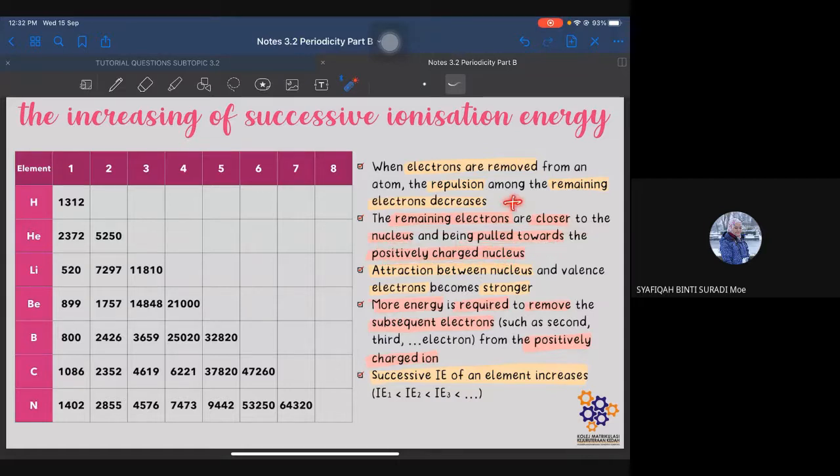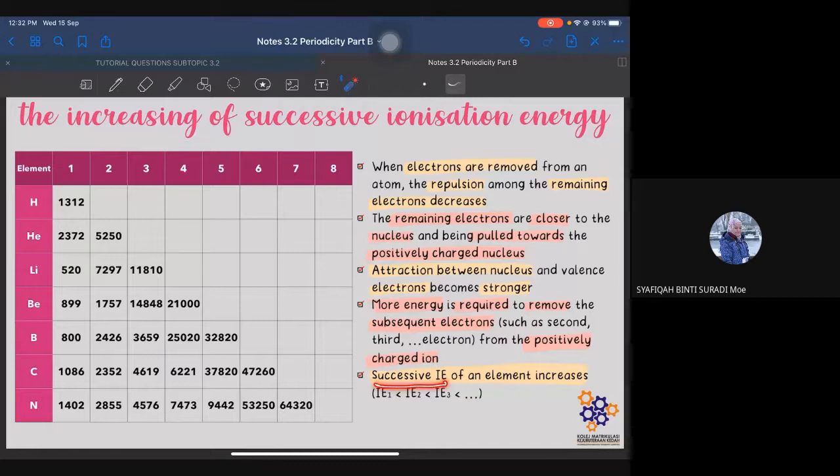So sekarang ni dia makin positif lah, positive compared to the negatively charged electron. So positif lagi besar daripada negative charge. So dia punya tarikan lagi kuat lah. Okay, so kita boleh kata juga attraction between the nucleus and valence electrons become stronger. So bila attraction lagi kuat, more energy is required to remove the subsequent electrons. Contohnya nak remove the second, third, fourth, fifth electron from the positively charged ion. So that is why successive ionization energy of an element increases.